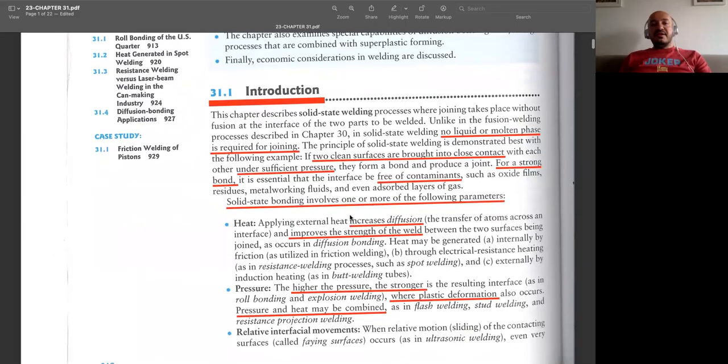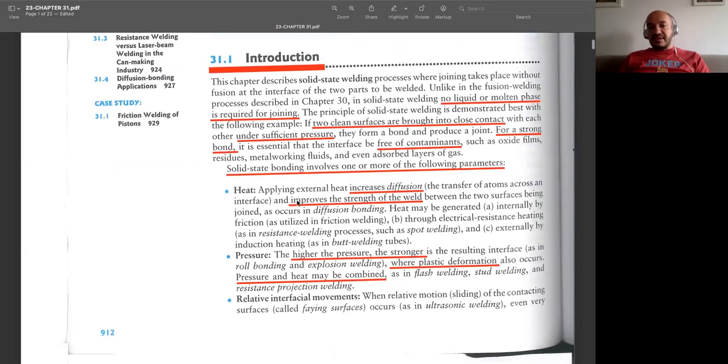First of all, we don't use any filler metal in this process, so we should bring the interfaces of the parts which are to be joined very close to each other, and then by using pressure, or some heat generated internally or externally, we try to join the parts together. The surfaces should be quite clean, otherwise we'll have difficulties and the strength of the bond will be less.